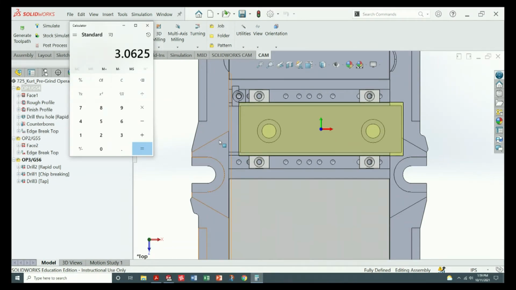So right now, if I just go half my part, I'm going to be right in the middle of my tool. I need to go farther to get my tool completely off my part so I can plunge down to a cutting depth in Z. So on top of that 3.0625, which is half my part, I need to now add half my cutter, which is a half an inch. So I'm going to add plus 0.5.